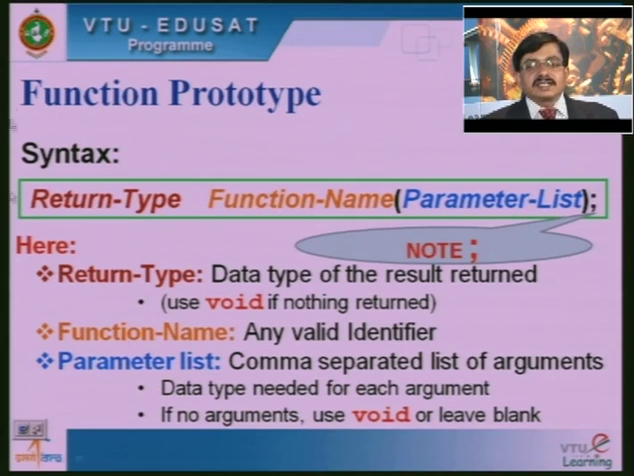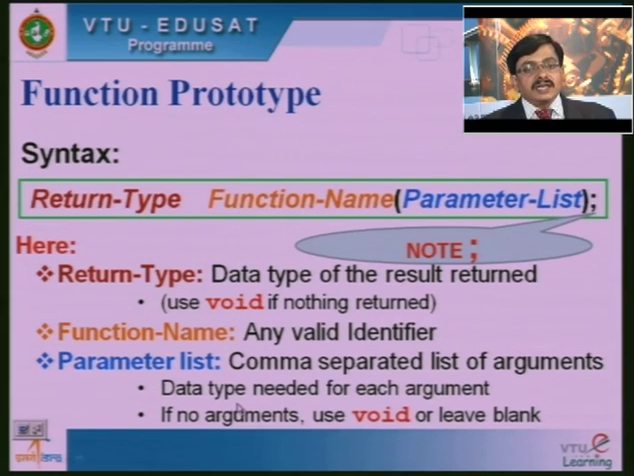Then is the parameter list. Within the parenthesis we have to specify the parameter list. This parameter list specifies how many parameters the function is taking. It is a comma separated list of arguments, so each parameter should be separated by a comma.